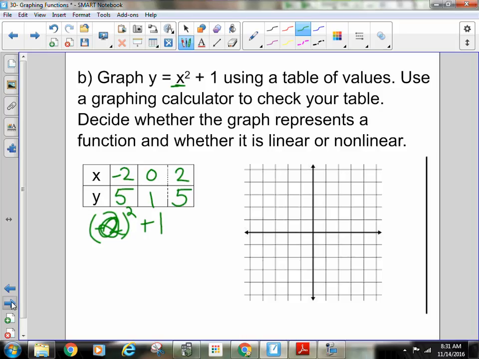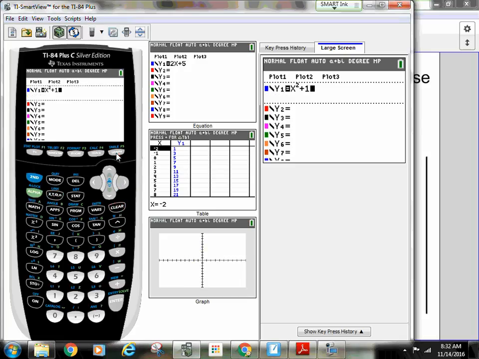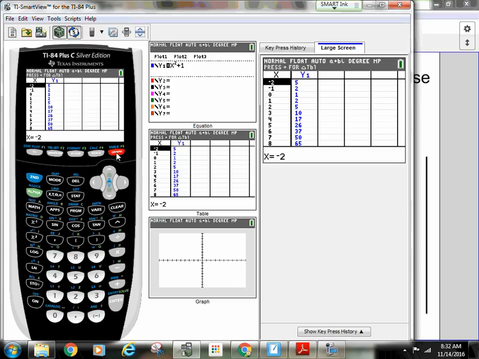All right, so let's go ahead and graph negative 2 up at 5. 0 is at 1. Positive 2 up at 5 again. Now let's put this into our graphing calculator, into our y equals. I'm just going to change this out. So we have x squared plus 1 and hit graph. And we see that it comes down to the 1, so that's good. We take a peek at our table. Negative 2 is 5, 0 is 1, and 2 is 5. All right, so that's good.